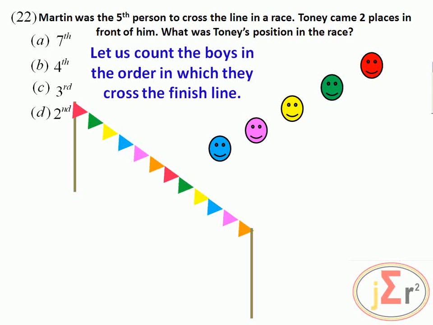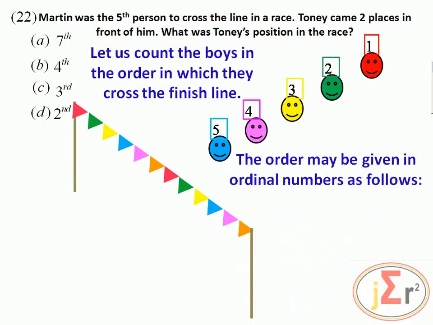Let us count the boys in the order in which they cross the finish line. Can you remember which one crossed the finish line first, Jerry? Red. And then which one crossed next? And then which one after that? Yellow. And so on. So 1, 2, 3, 4, 5. Those are the numbers which suggest the order in which they cross the finish line.